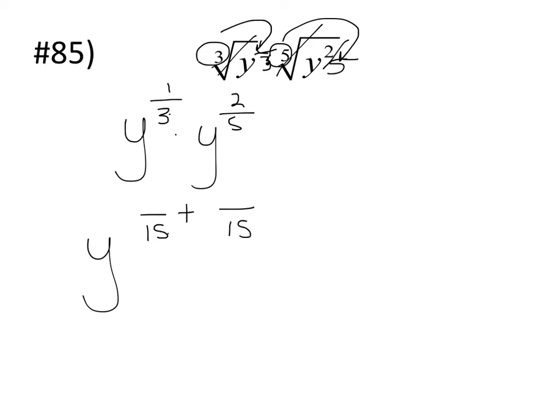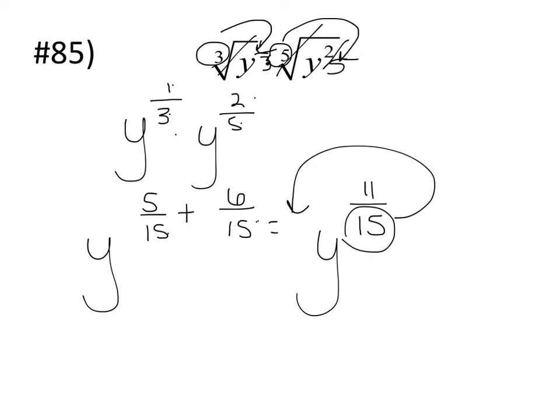3 goes into 15 5 times. 5 times 1 is 5. 5 goes into 15 3 times. 3 times 2 is 6. So this becomes y to the 11/15, but they want it in radical notation. So swing that 15 back around front, write your radical, so it's 15th root of y to the 11th.